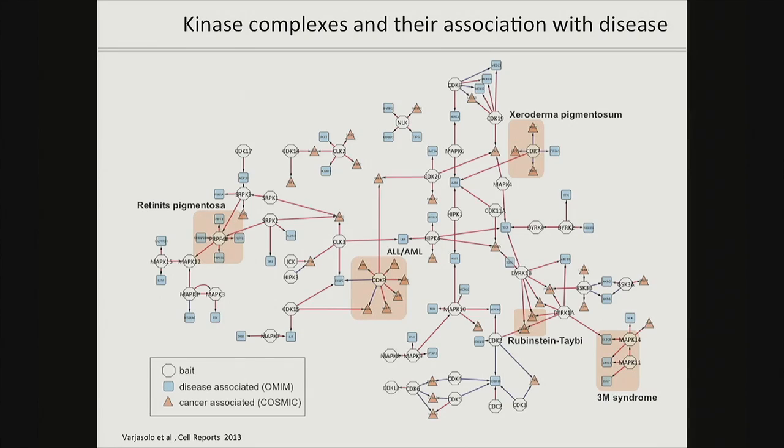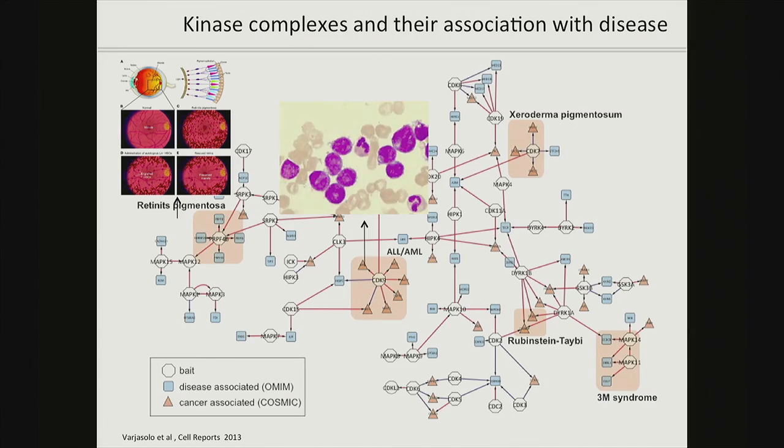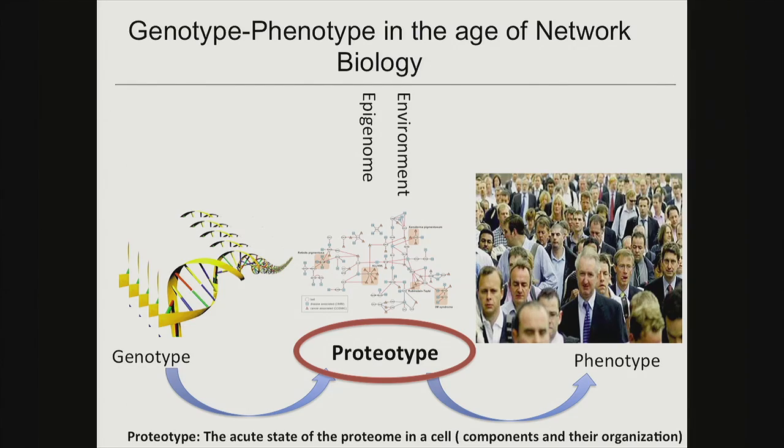And the interesting thing, which supports the notion that I tried to bring up before, that we need to talk about modules and proteins in context, is that very frequently we see that the kinase itself plus the associated proteins, the blue guys, have a connotation to disease. So this is the case here. This is for a disease called retinitis pigmentosa. Another one, ALL, xeroderma pigmentosum, and so on.